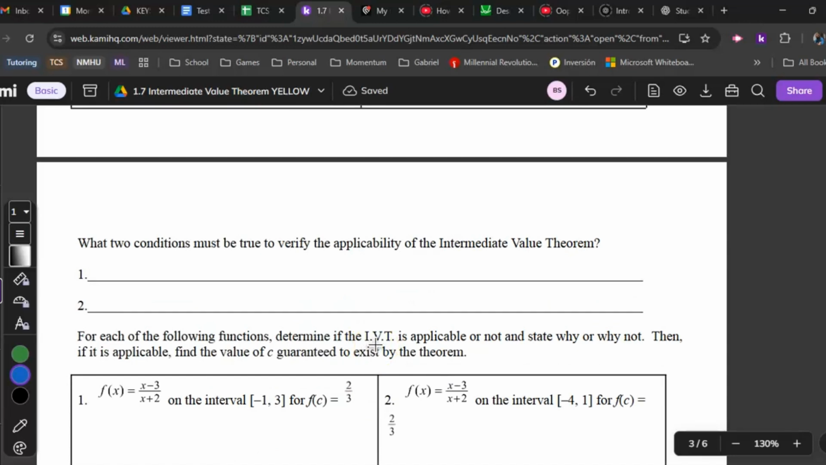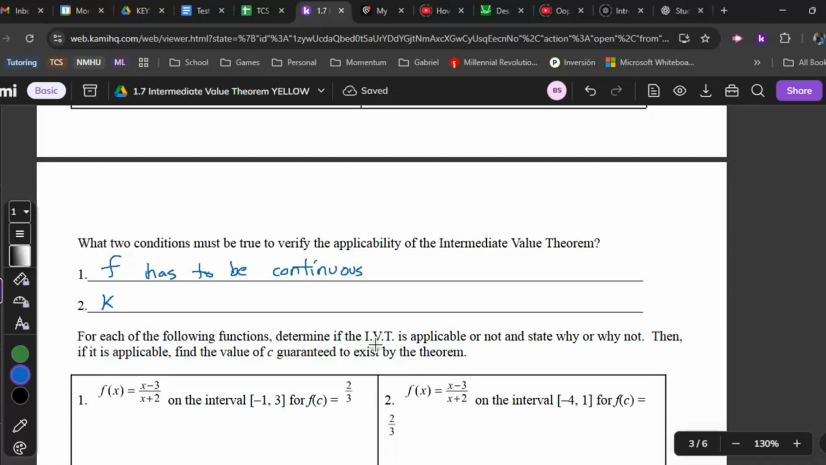What 2 conditions, therefore, need to be true in order to make IVT applicable? The value needs to be between the 2 limits. Good. And the interval needs to be continuous. Good. So let's start with that one. F has to be continuous. Okay, so if it's not continuous, we can't apply IVT at all.